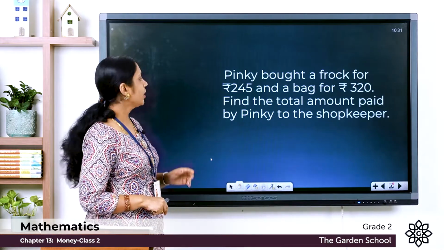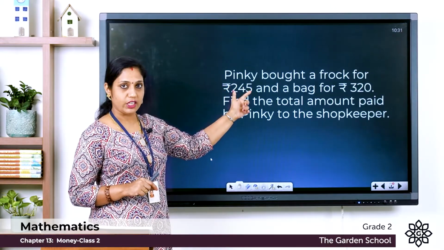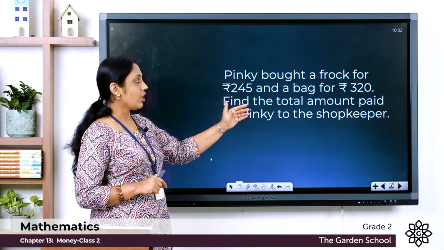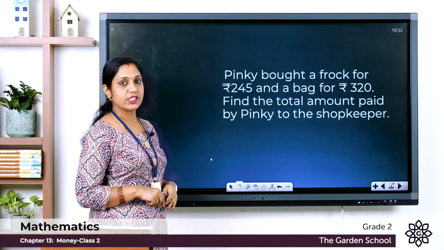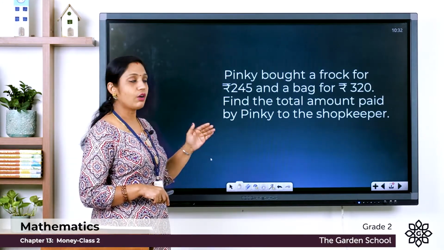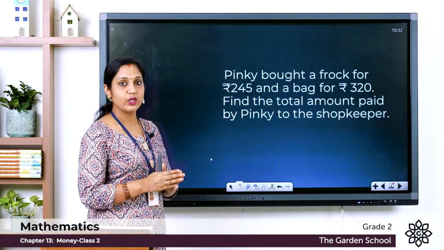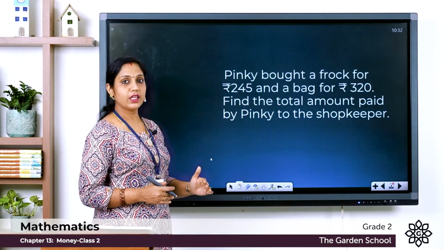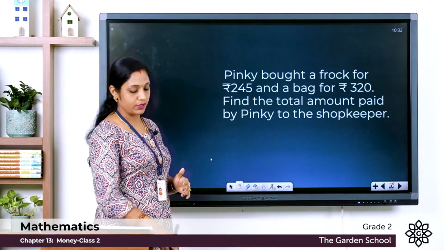Let's see another example. Here you can see Pinky bought a frock for rupees 245 and a bag for rupees 320. Find the total amount paid by Pinky to the shopkeeper. What did you understand from this question? Pinky went to a shop, she bought a frock and a bag, and the cost of the frock is rupees 245 and the cost of the bag is rupees 320. Now what we have to find out? We have to find out the total amount that Pinky paid to the shopkeeper. For finding that out, we need to add both these numbers.